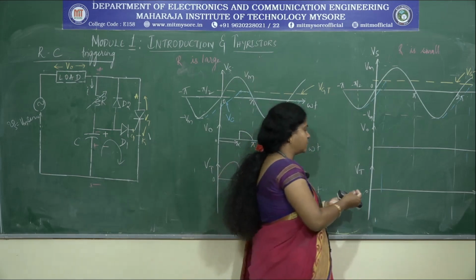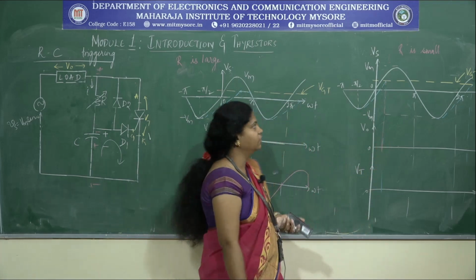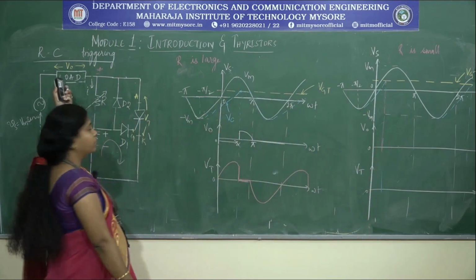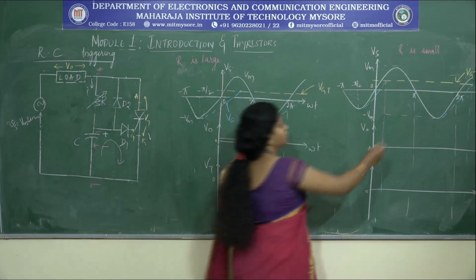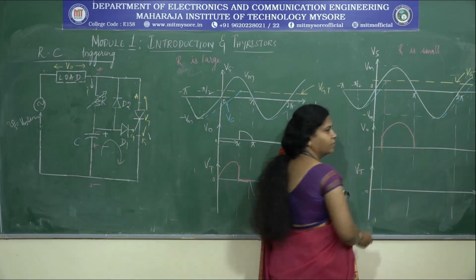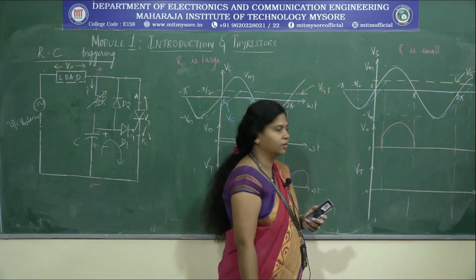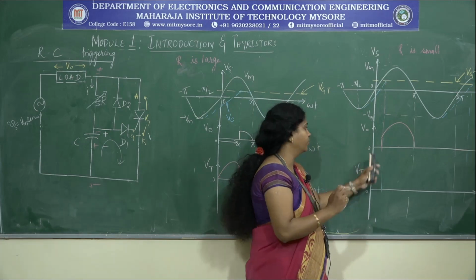So here in this case, the thyristor is going to turn on here itself. Thyristor is going to turn on means you are going to get the load voltage. So the load voltage will be like this. Okay. Maximum value of output voltage.